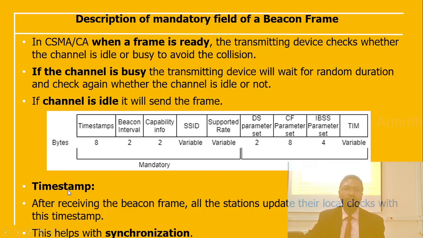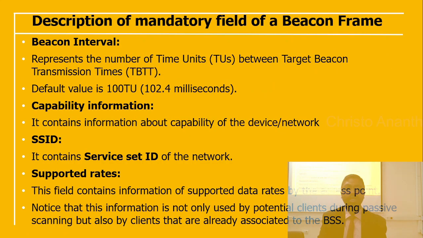Here you will have the timestamp. After receiving the beacon frame, all the stations will update their local clock with the timestamp, which helps in the synchronization procedure. Then we have the beacon interval. It represents the number of time units (TU) between target beacon transmission times. The default value is set as 100 TU. That is approximately 102.4 milliseconds.